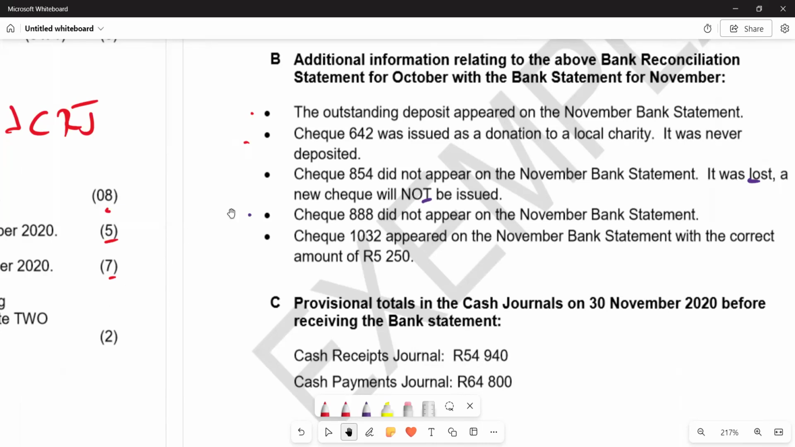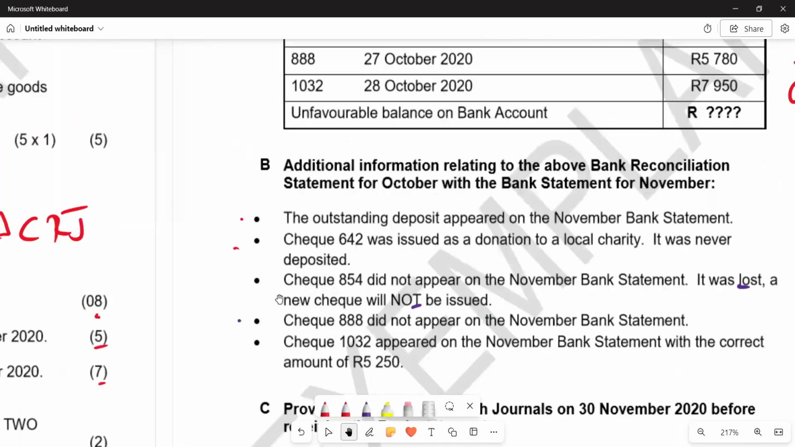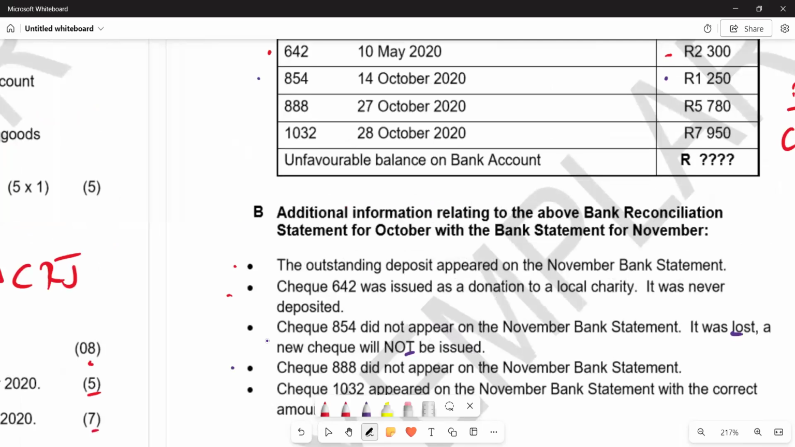We can just try to check it, which is this one, 5,780. It means it's there under the cash payment journal as 5,780. But there's no reason why we are being told that it's not appearing on the bank statement. So the issue is the business is expecting that that check will reach the bank and it will be processed. So when we are now doing the bank reconciliation statement, we are going to include it on the debit side of the bank statement. So this is affecting our bank reconciliation statement, which is check 888.